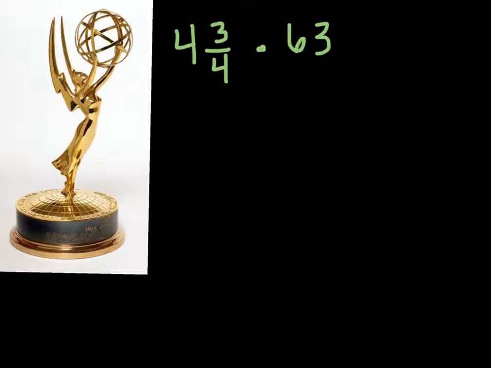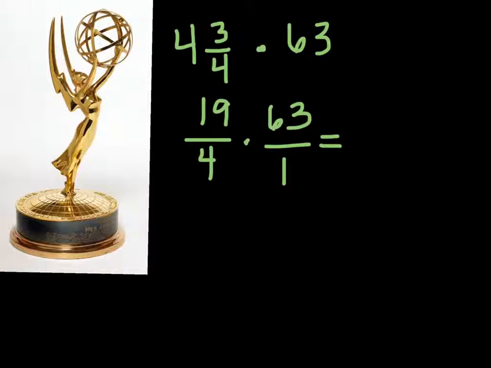So let's begin by changing our mixed number into an improper fraction. We would calculate that by taking 4 times 4 equals 16, adding our numerator, to get 19, and we have 19/4. We're going to multiply that by 63 over 1. Let's see, 19 times 63, I'm going to cheat and use my calculator. That gives us 1,197 over 4.